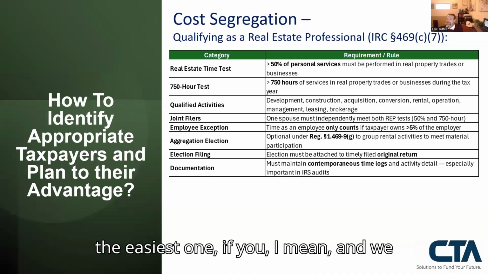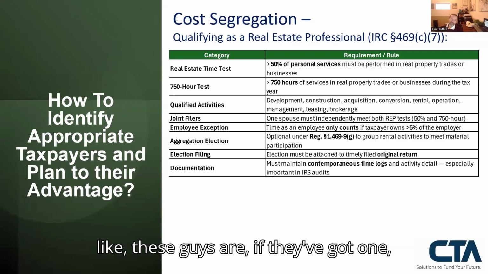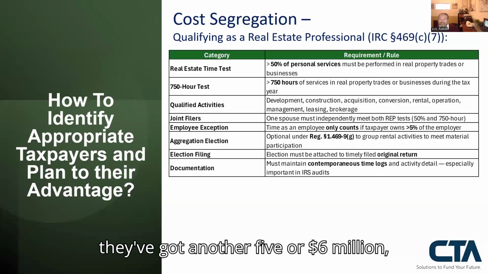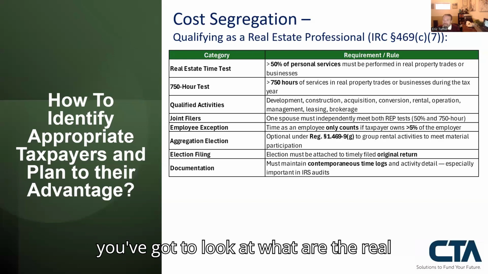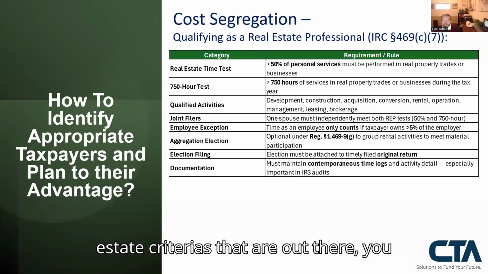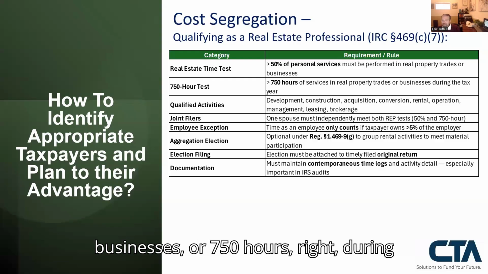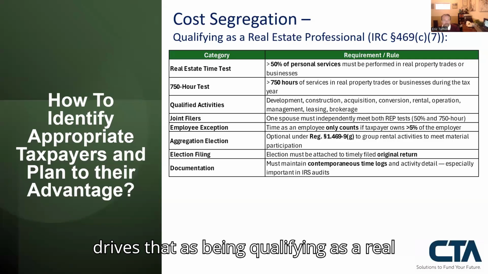That's something that you can kind of do. But the easiest one, and we see this the most in practice, right, is these guys, if they've got a $10 million property, and they've got another $5 or $6 million, these guys are real estate professionals for all intents and purposes, right? But you've got to look at what the real estate criteria are out there. 50% of all your personal services performed in real property trades or businesses, or 750 hours, during the tax year. Those are what drive qualifying as a real estate professional.